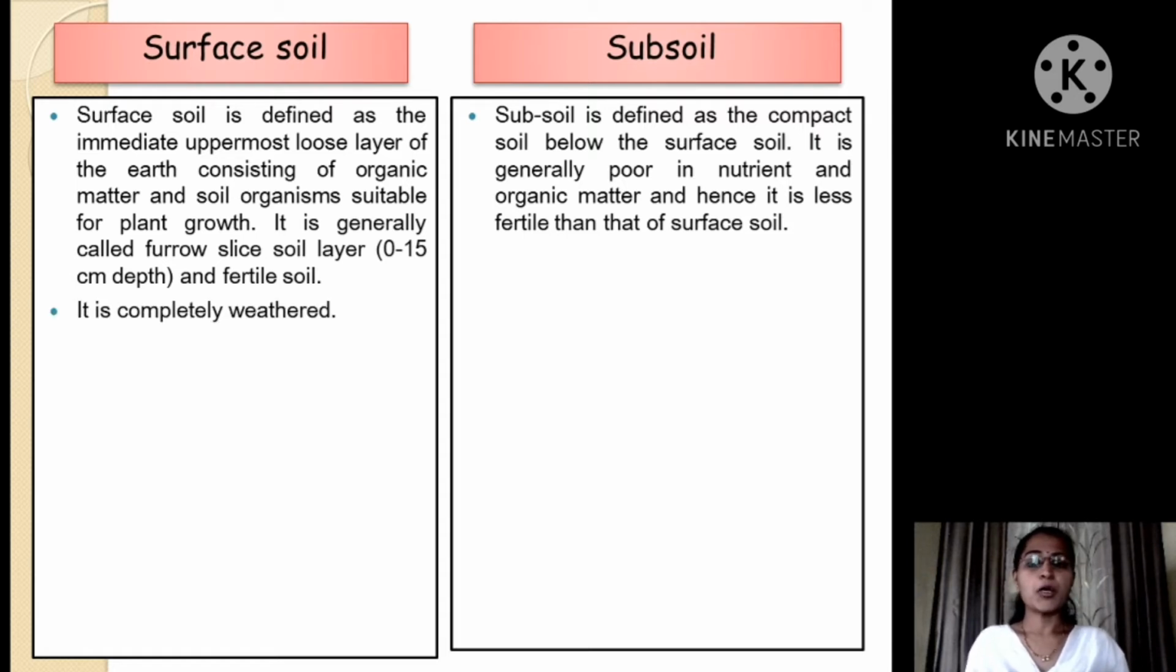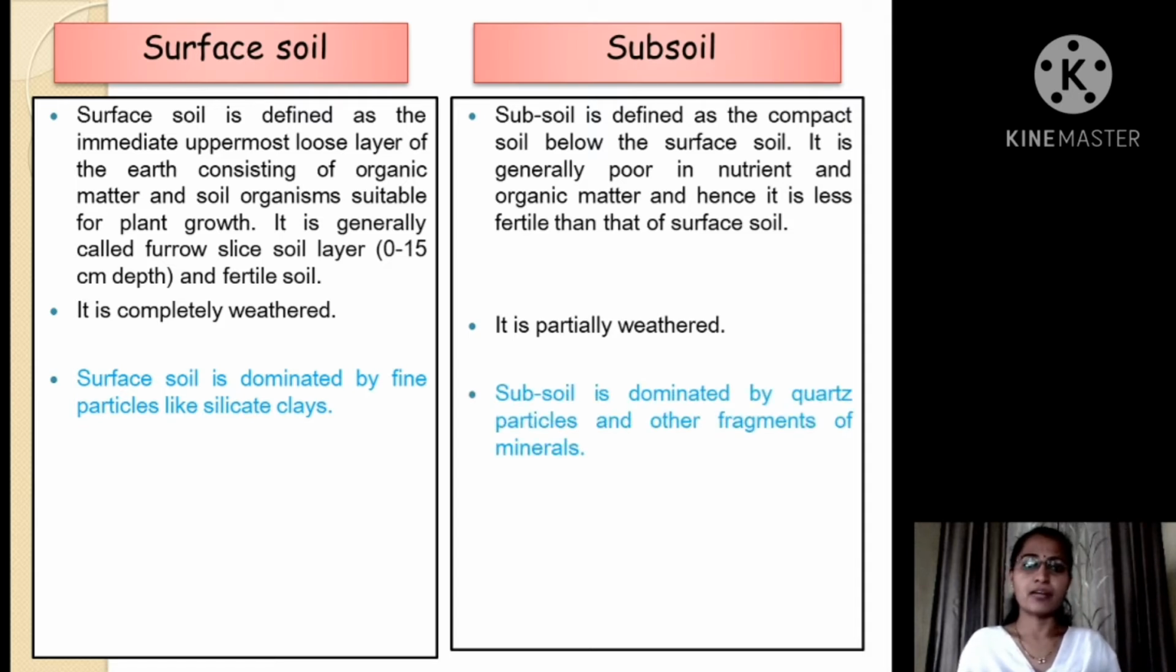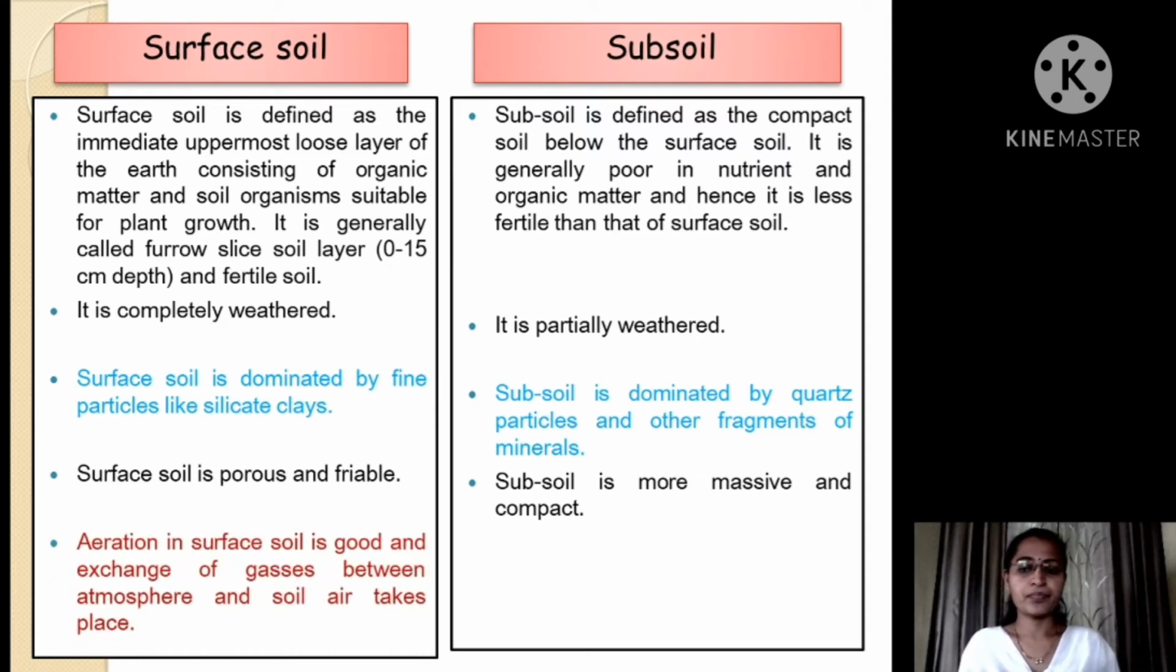Surface soil is completely weathered while subsoil is partially weathered. Surface soil is dominated by fine particles like silicate clays, while subsoil is dominated by quartz particles and other fragments of minerals. Surface soil is porous and friable, while subsoil is massive and compact.